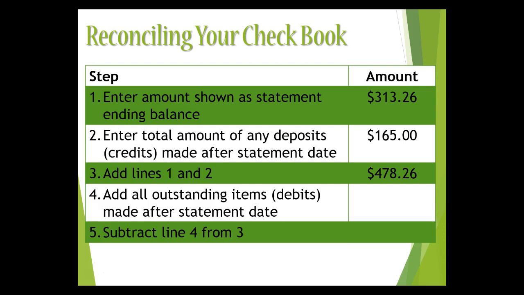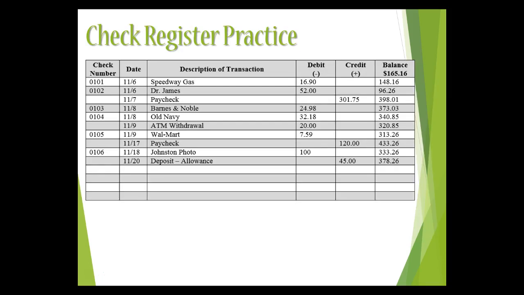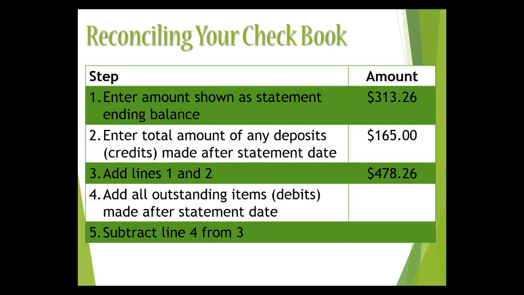But we also wrote some checks. And so we need to go back and look at all of the checks or other withdrawals we've made in our account since the statement date. In this case, we look and we see that there was one check written since November 15th, and that was to Johnston Photo for $100. And so we need to go back to our reconciling worksheet and add that $100 to line 4.